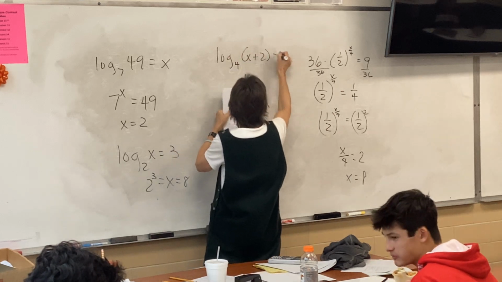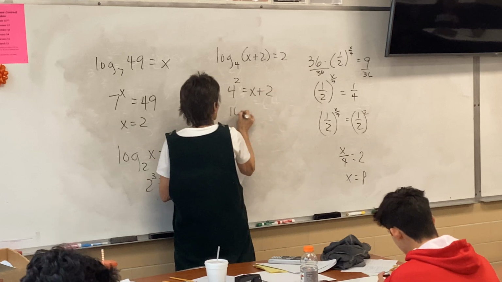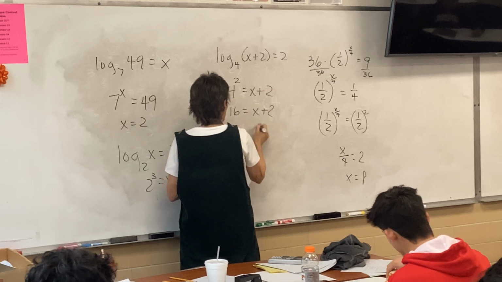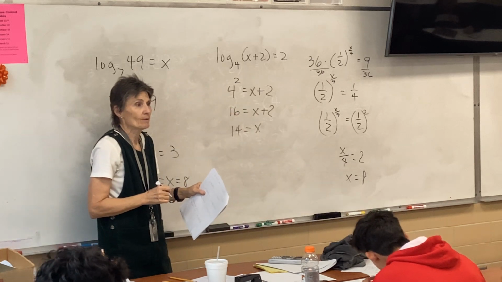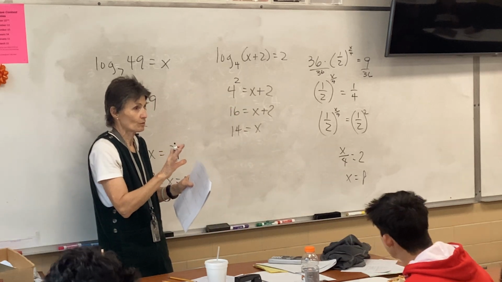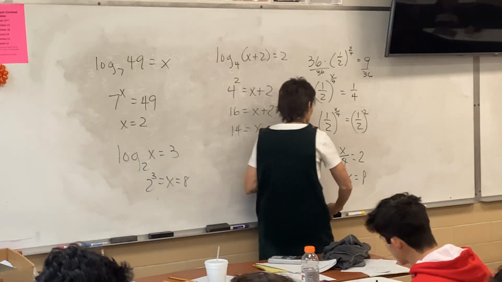14. 4 squared equals x plus 2, so 16 is x plus 2, and x equals 14. Guys, we should be flying through these, right? They're going to get harder. I'm warning you, they're going to get harder, but not today. These are pretty easy. -17.